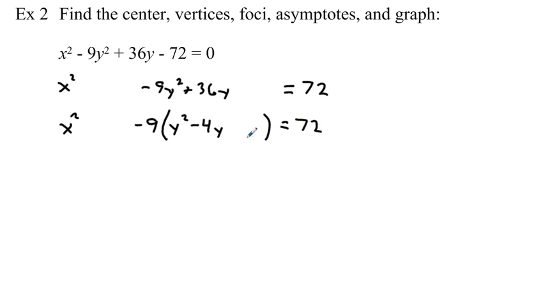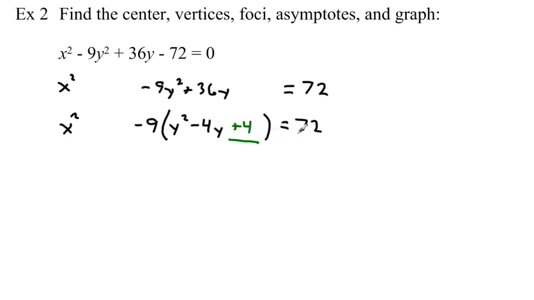And just like we've seen before, we want to figure out a number that'll go in this spot right here that will make these three terms a perfect square trinomial. We use the same trick every time. Take half of negative 4, and that's negative 2, and square that. That gives us plus 4.